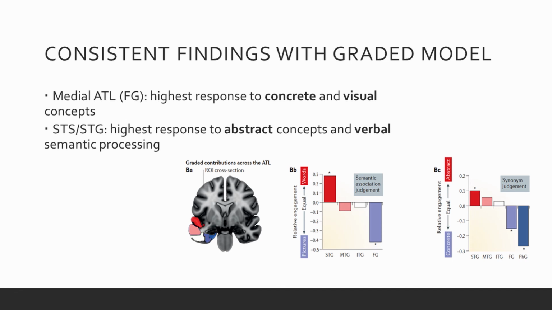Accordingly, the medial ATL responds the most to concrete or visual concepts, while the STS and the STG are very responsive to abstract concepts and verbal semantic processing. You can also see these findings in the image below.